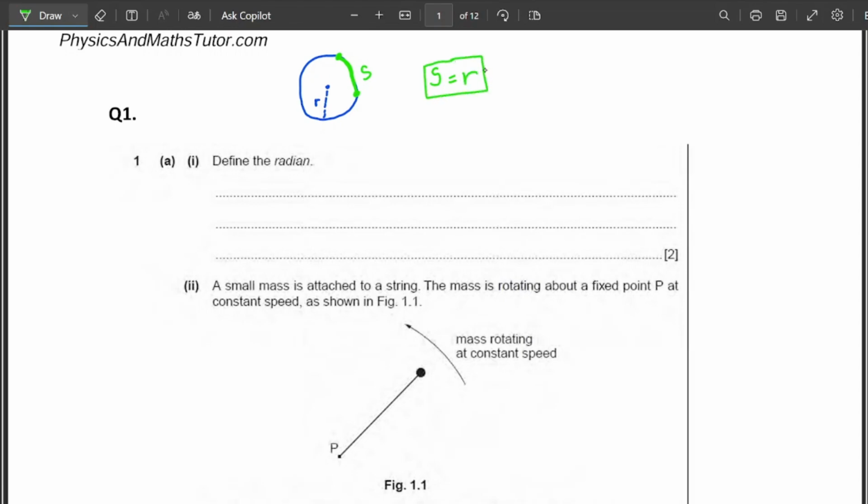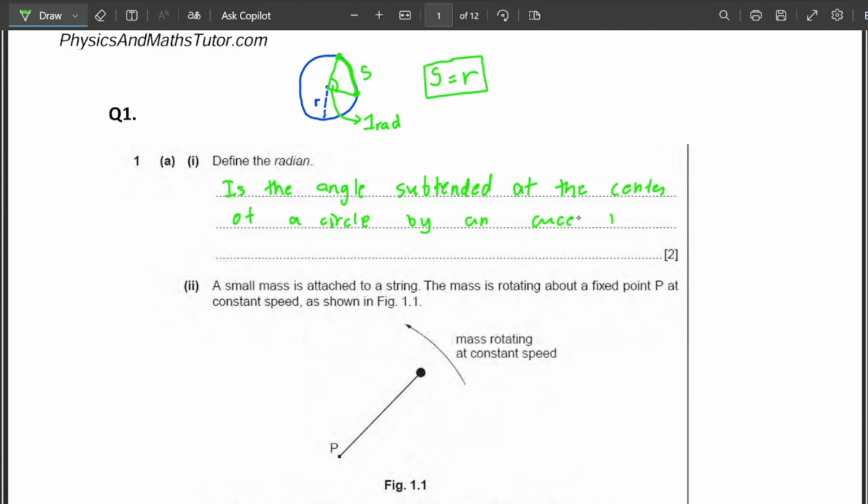If this case is true, then you can basically grab each of the ends of the arc length and draw a line towards the center, and you're basically going to get an angle. That angle is what we call 1 radian. So a radian is the angle subtended at the center of a circle by an arc that is equal in length to the radius.